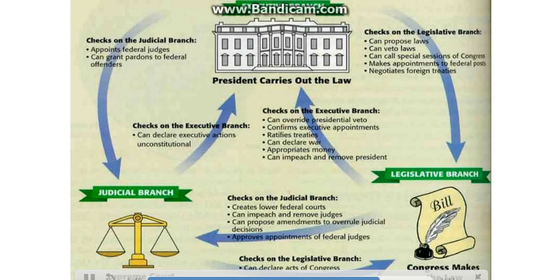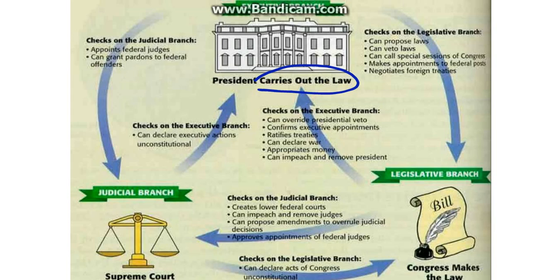The executive branch and the judicial branch and the legislative branch all work together in the government in a system of checks and balances. The job of the president is to carry out the law. The job of the legislative branch is to make the law, and the job of the judicial branch is to interpret the law. Each branch of government can check and balance the other 2 branches.